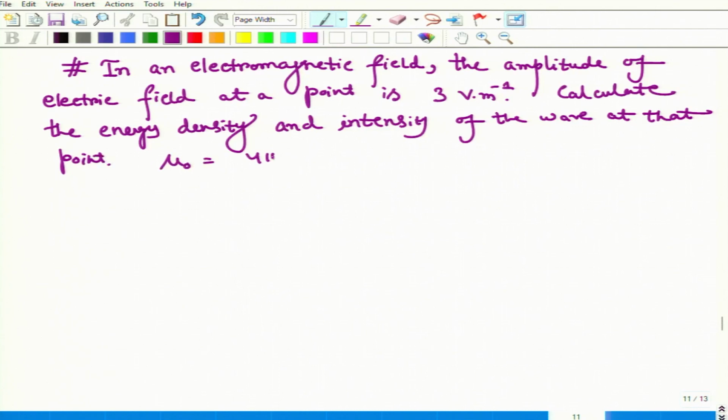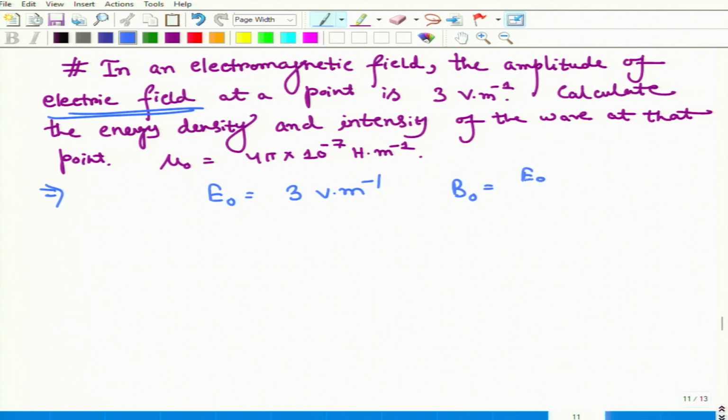Given mu naught is equal to 4 pi times 10 to the power minus 7 henry per meter. The amplitude is given, but that is for the electric field, not for the magnetic field. That means E0 is given, 3 volt per meter. So what will be B naught? B naught should be E naught by C, so 3 divided by 3 times 10 to the power 8. The unit will be Weber per meter square, so it will be 10 to the power minus 8 Weber per meter square. So this is B naught.